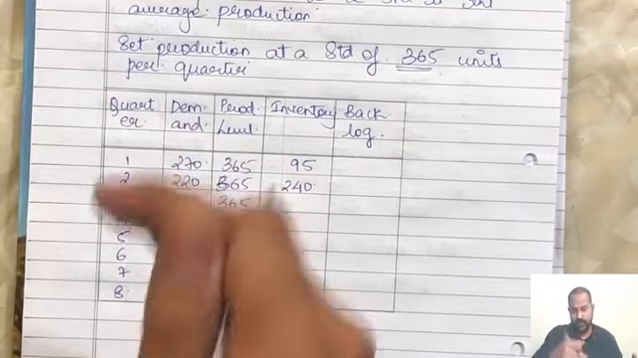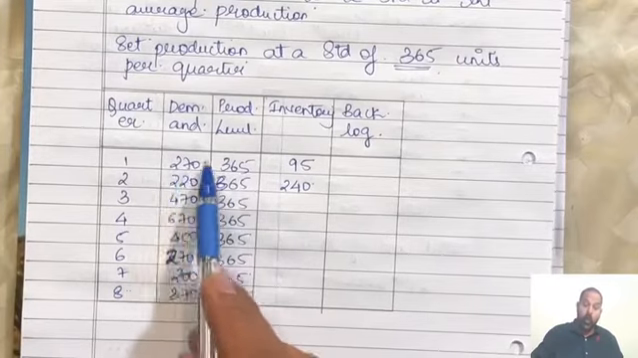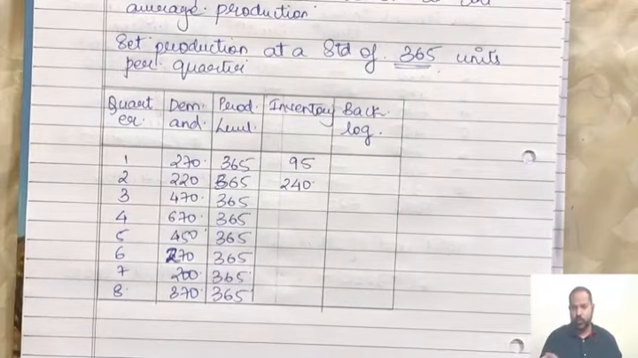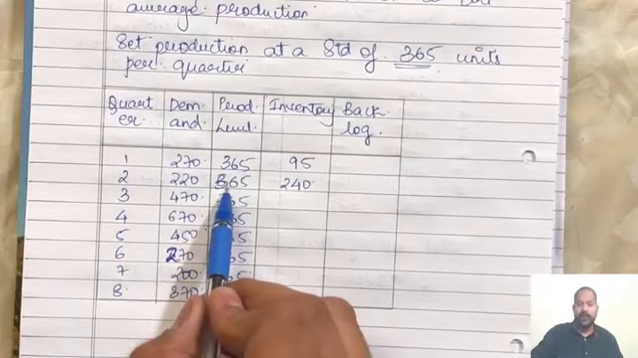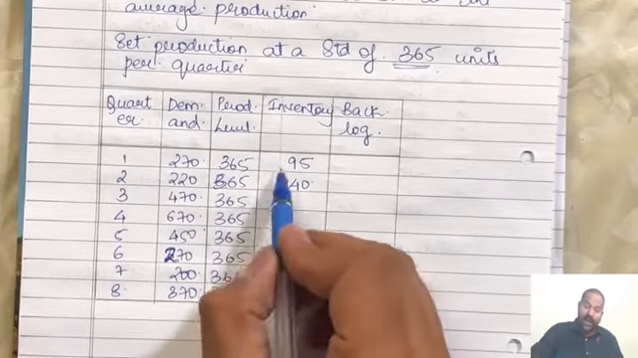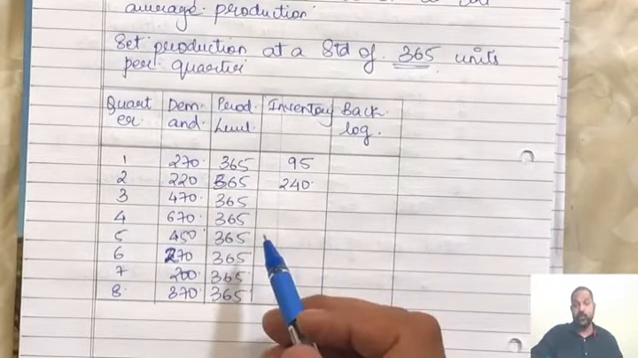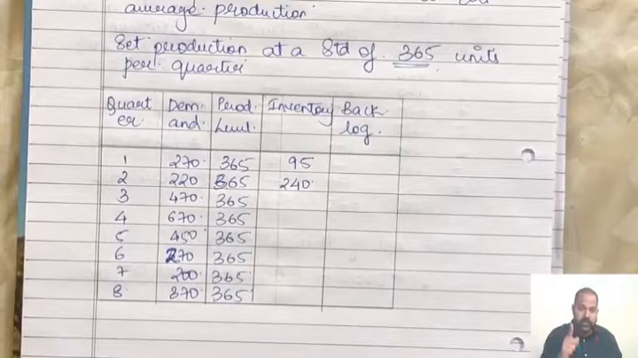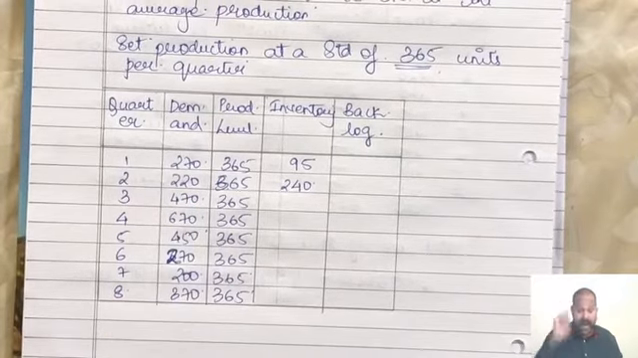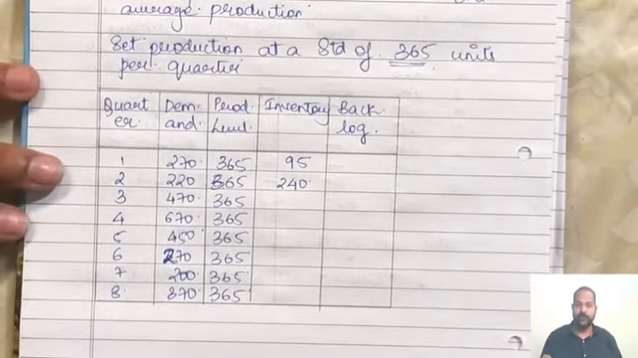I'll quickly repeat this and then I'll go fast. You have set your production at 365. You want 270, which means you produce 95 extra. Let them go and sit in the storeroom. In the next period, you are going to produce 365 because that is the standard. To that, add the 95 that is there in the inventory. 365 plus the 95 is a total of 460. But out of this 460, you only require 220 units. So what is left with you is 240 units. They again go into the inventory.